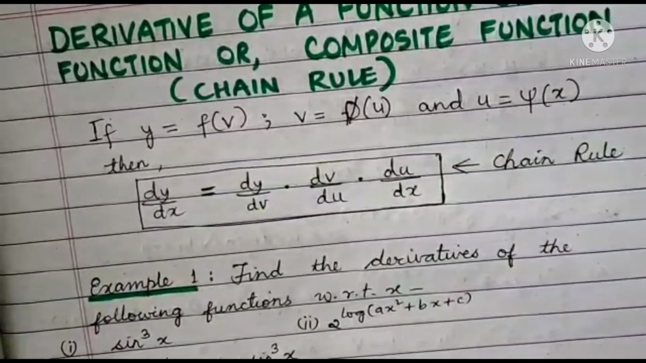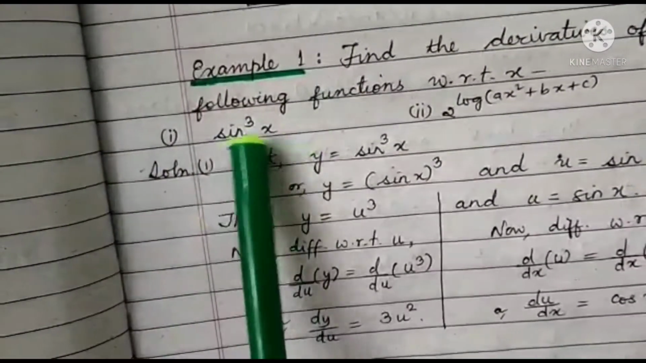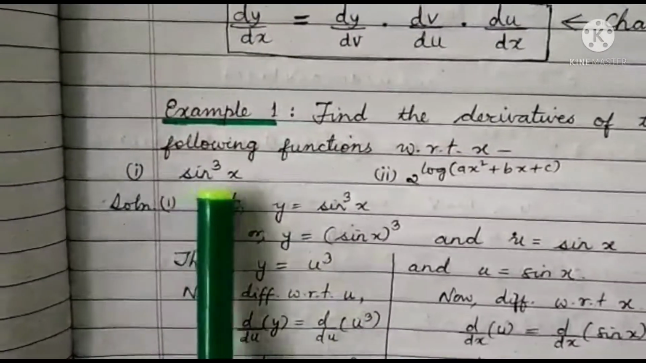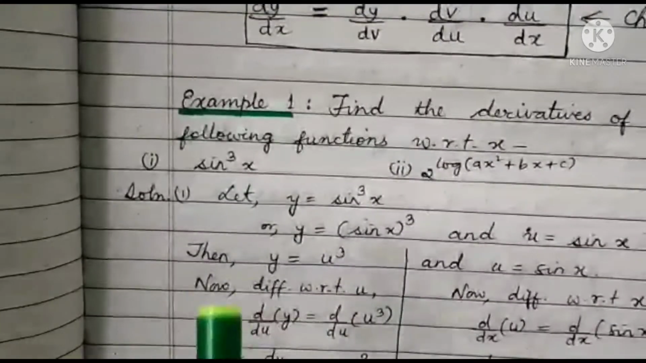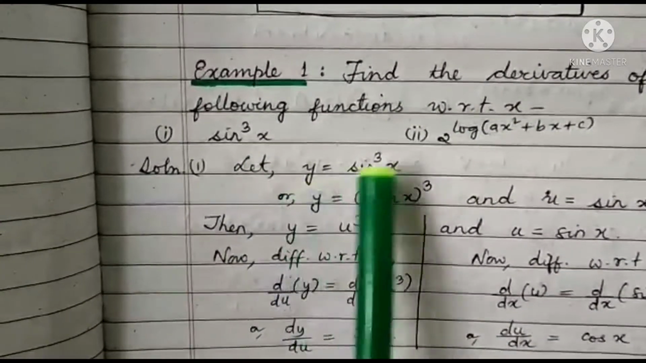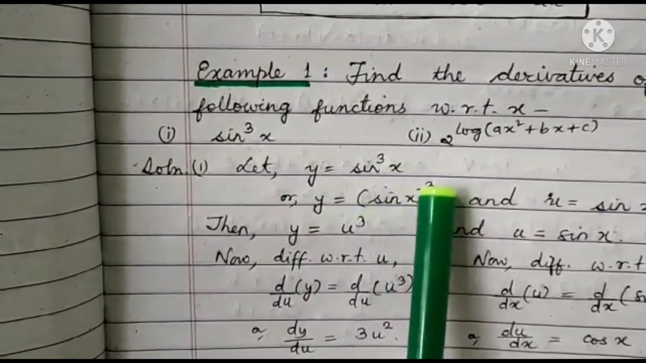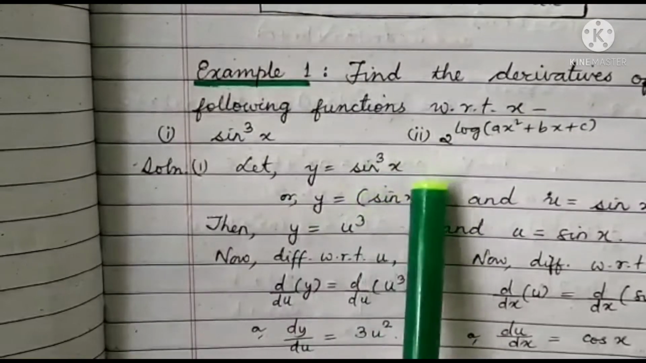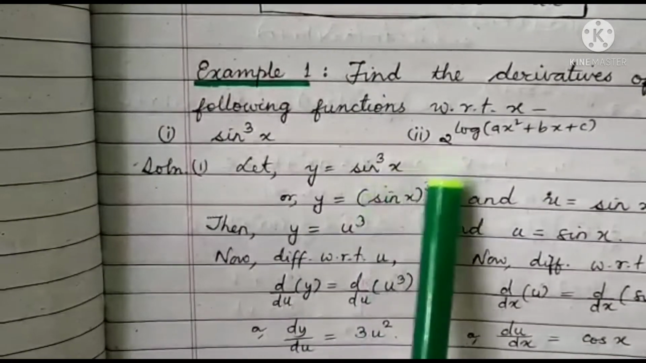Okay, let us take one example. Write the derivative of the following function. Your question is sine cube x. Find the derivative of sine cube x. Let us take that first. Now you can see over here sine cube x can be written as y equal to (sine x) cube. Right? Instead of x, you have sine x cubed.